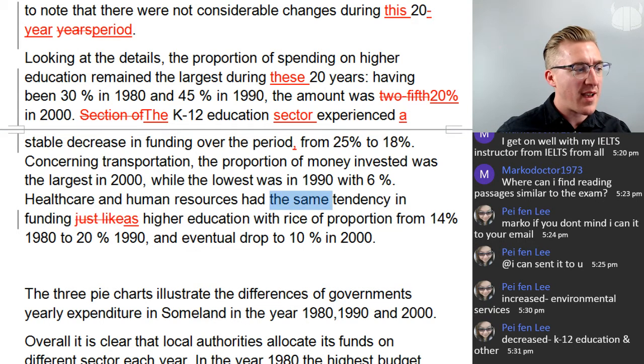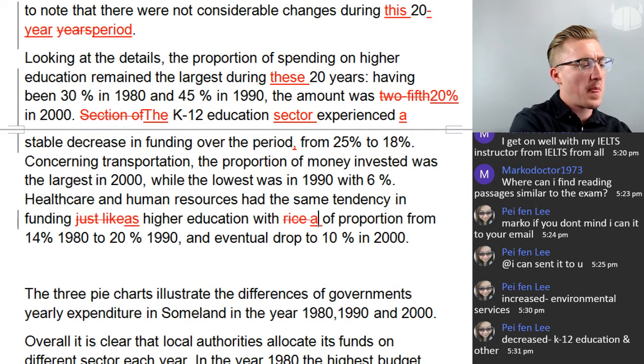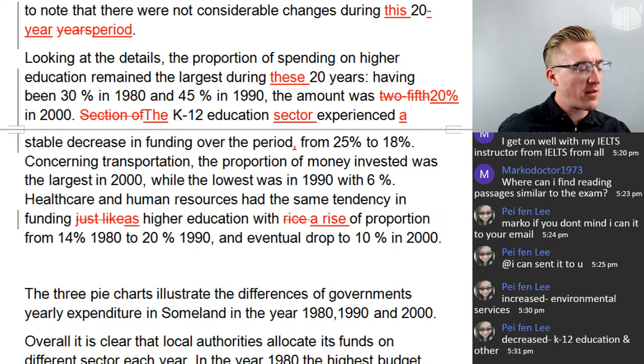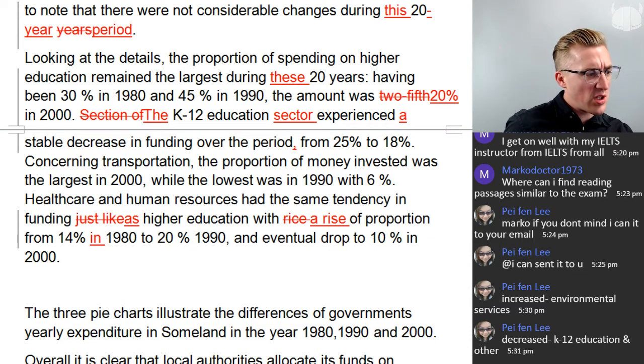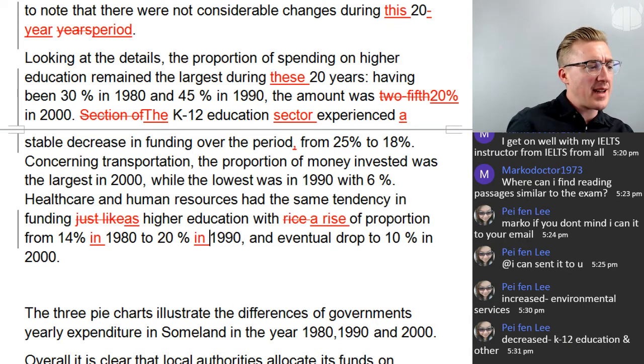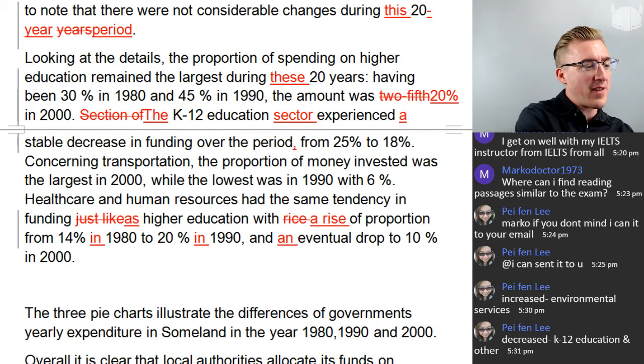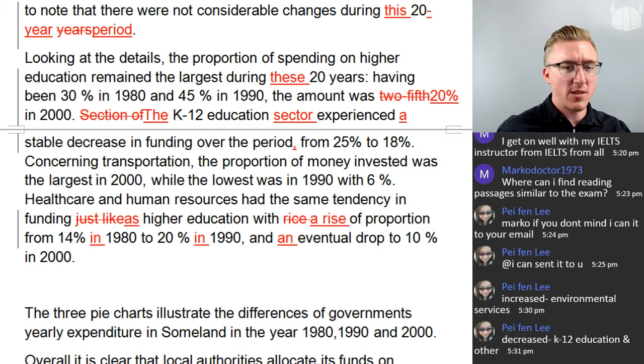The same as higher education, with a rise of proportion from 40% in 1980 to 20% in 1990, and an eventual drop to 10% in 2000.